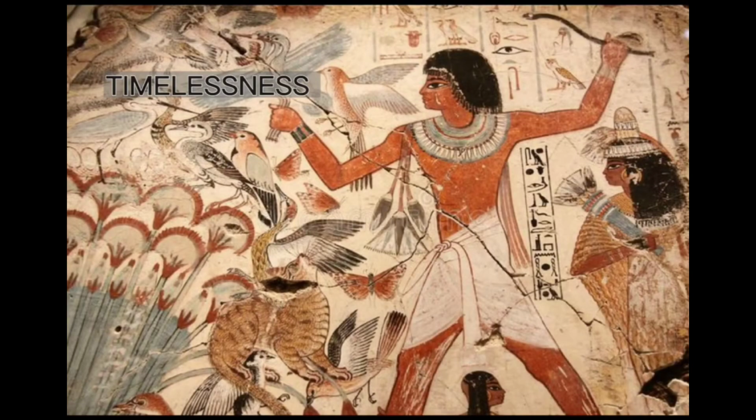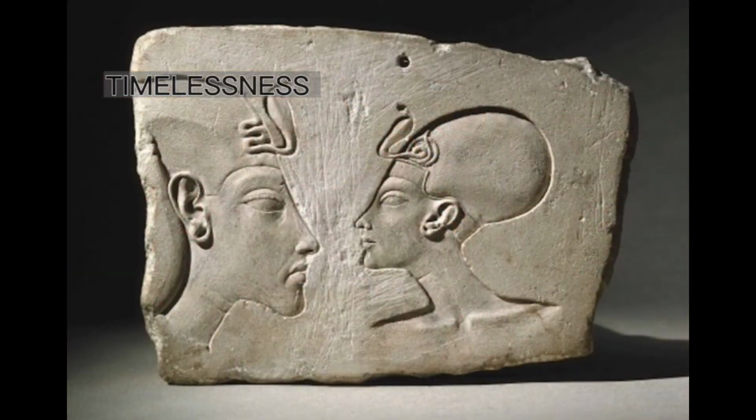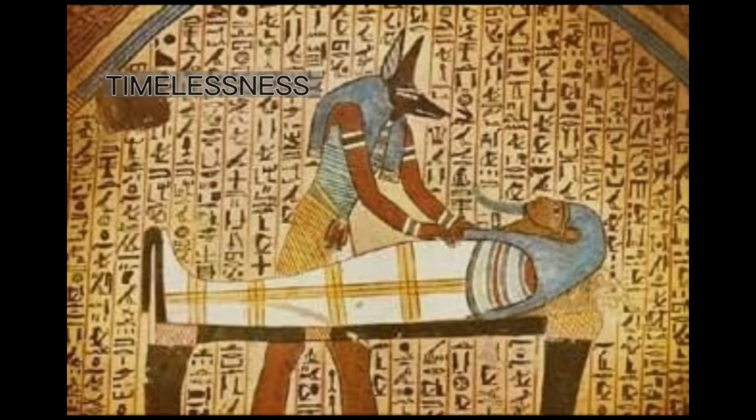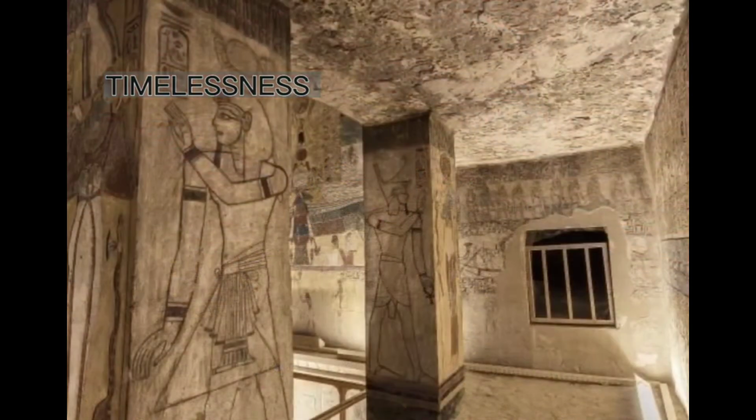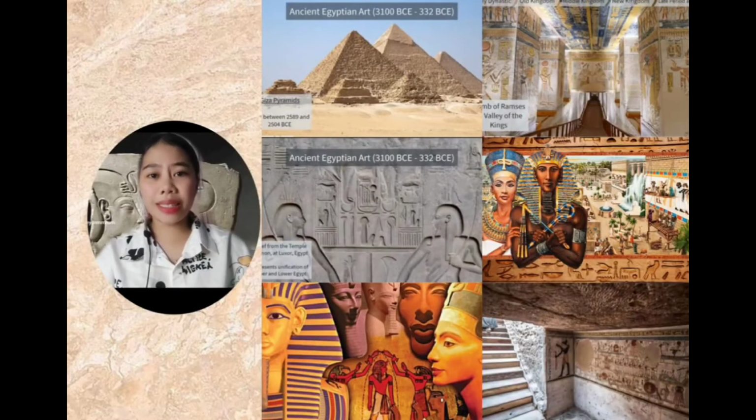And then the final one is timelessness. This idea that their culture lasts forever, their style and characteristics last for a long time, but also this idea that they as a people last through death. So tombs, temples, and timelessness.